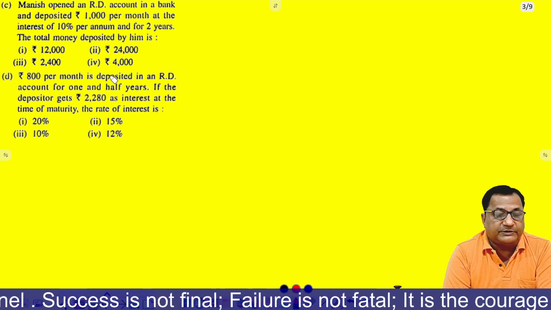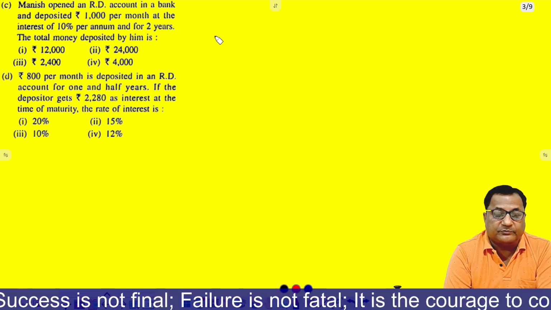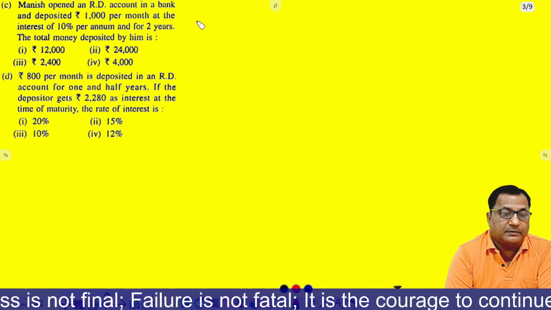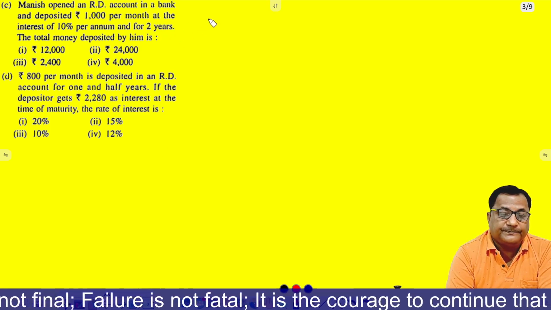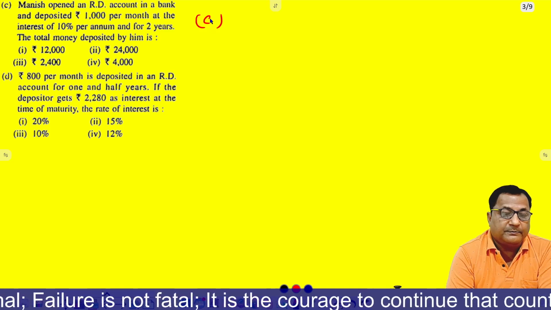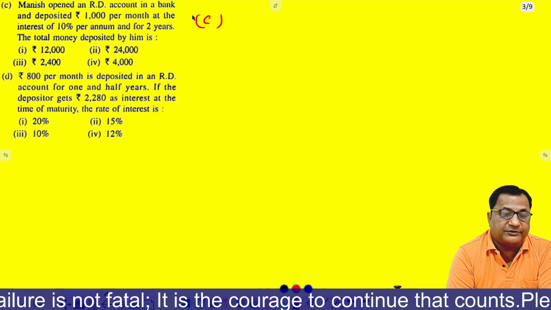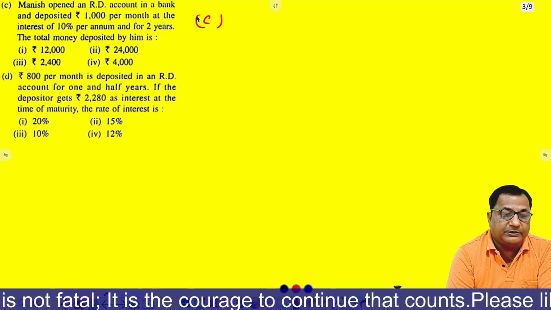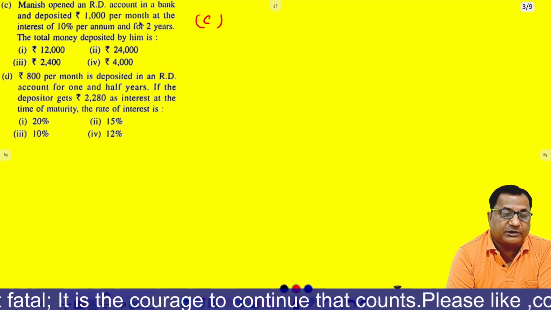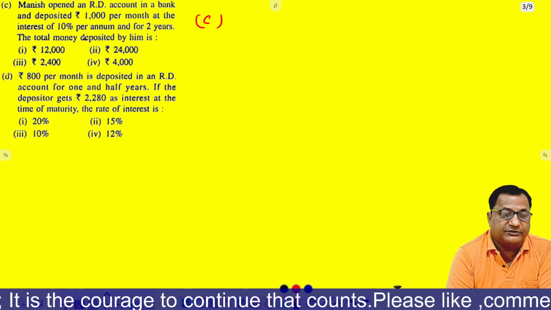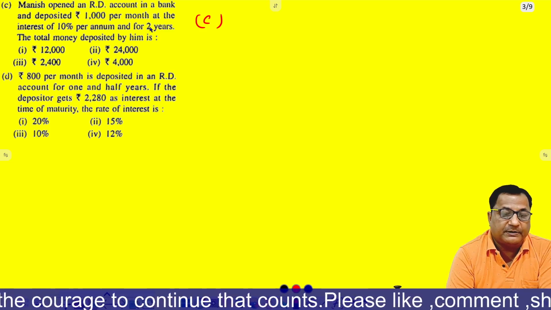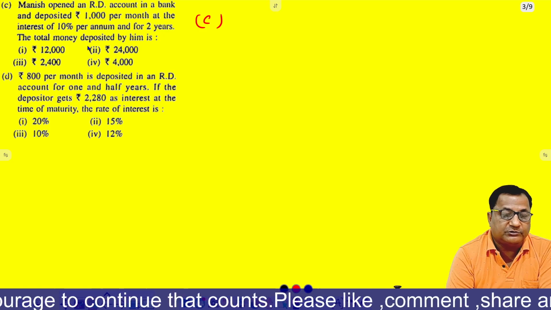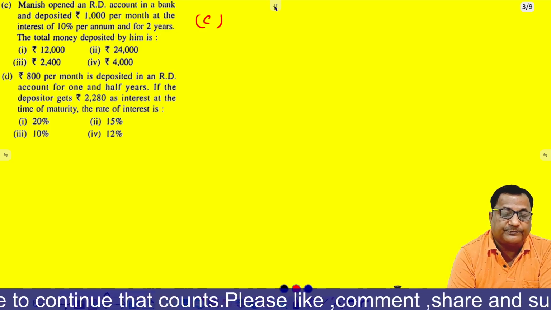See, these are multiple choice type questions. Question number C. Manish opened an RD account in a bank and deposited rupees 1000 per month at the interest of 10% per annum for 2 years. The total money deposited by him.